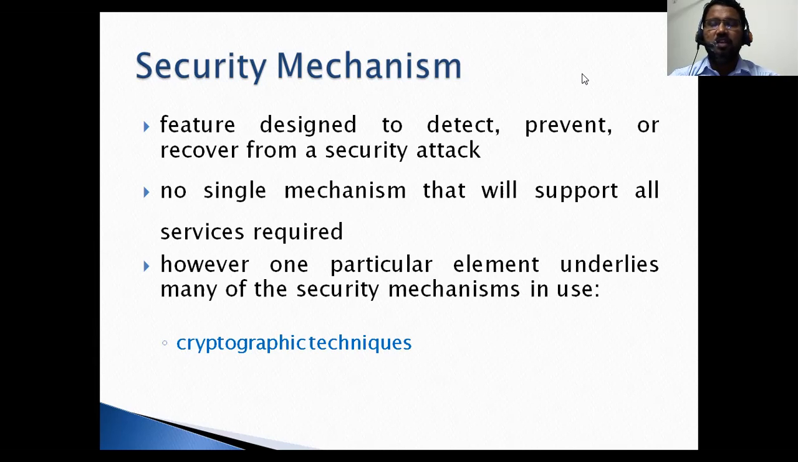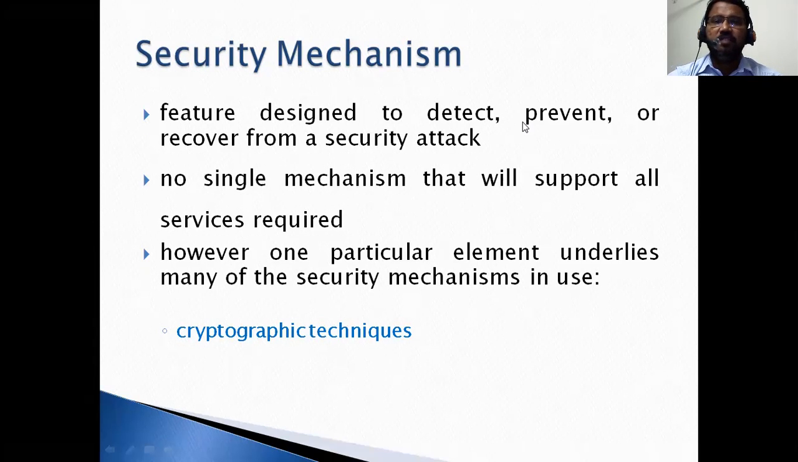In all security mechanisms, we are going to mainly use cryptographic techniques. The aim of our security mechanism is mainly to prevent, detect, and recover from security attacks. Whenever an attack happens, we try to prevent that attack, or we try to detect that attack, and we recover from that security attack. That is the main goal of our security mechanism.